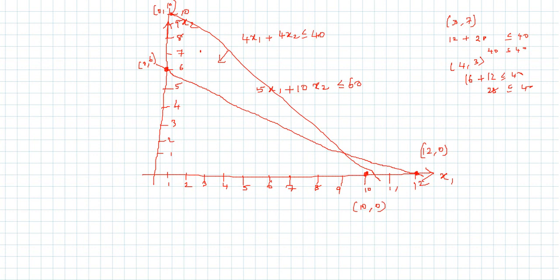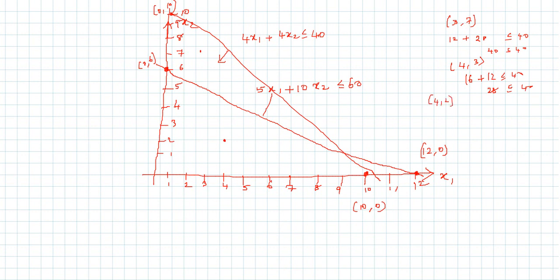Now we have to calculate the feasible region for this line. So 5x1 plus 10x2 less than or equal to 60. Now you take this feasible region, this equation is for this line. So now you have to take any point from here. So I am going to take 4 comma 2.